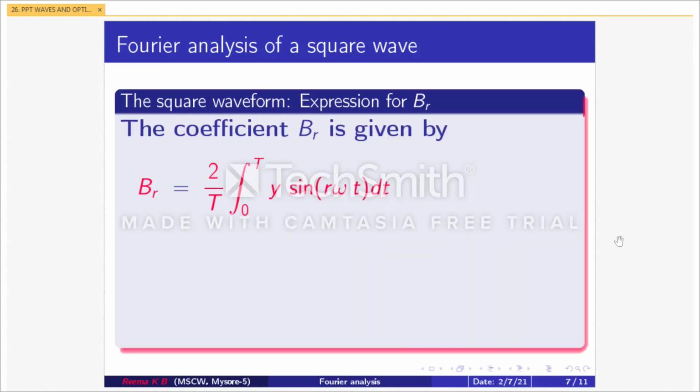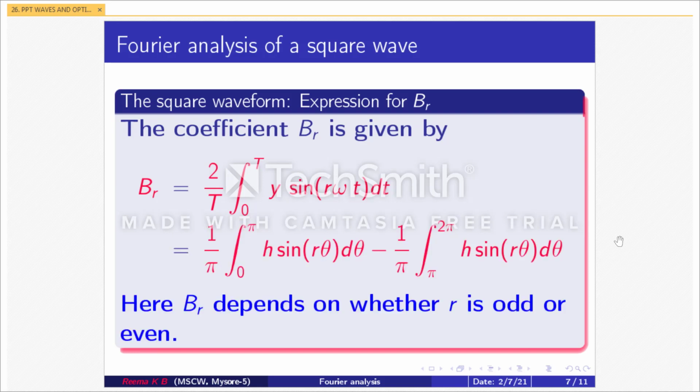The coefficient BR is given by BR is equal to 2 by T integral between the limit 0 to T y sin of r omega t dt. This is equal to 1 over pi integral between the limit 0 to pi H sin of r theta d theta minus 1 over pi integral between the limit pi to 2 pi H sin of r theta d theta. Here B depends on whether r is odd or even.